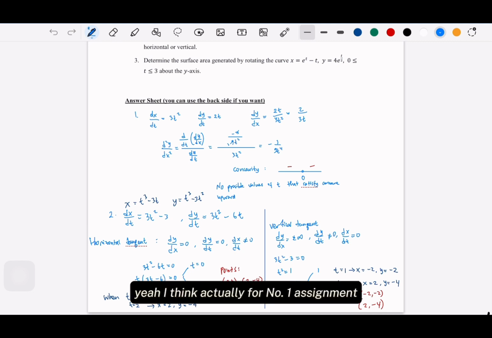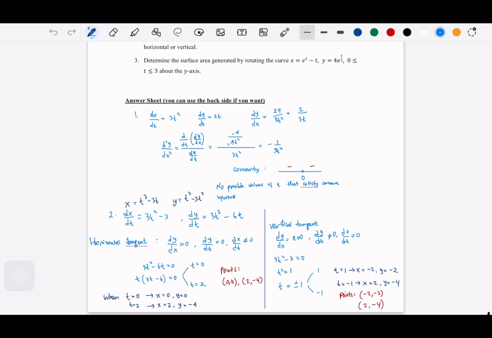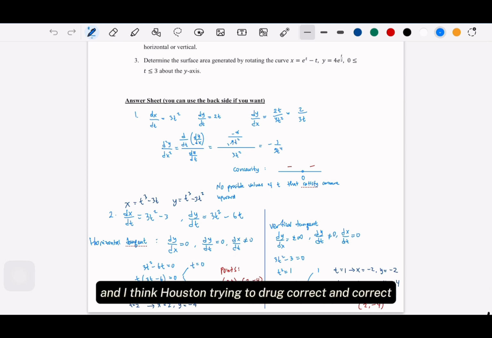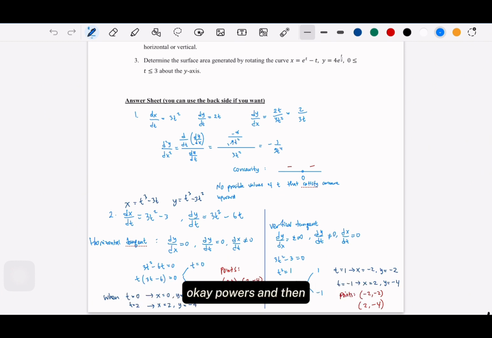Yeah, I think actually for number one, as I mentioned, it's a typo in the equation, but somehow we can still try to find the concavity. But it seems that there is no concave upwards, right? So it's all negative, which means that the curve... and I think a few students tried to draw the curve and it's correct, and they concluded that it doesn't have any concave upwards. Okay?